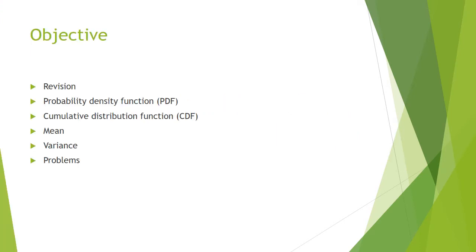Things we are going to discuss today. Our objective is to revise what we have studied so far, and the probability density function for normal distribution, and also we have to discuss the cumulative distribution function, then the mean and variance of normal distribution, and also we will discuss some problems based on normal distribution.